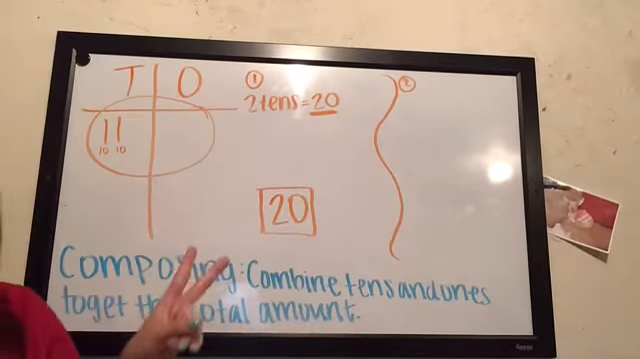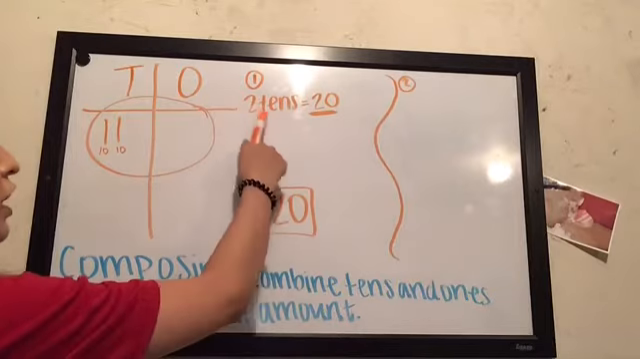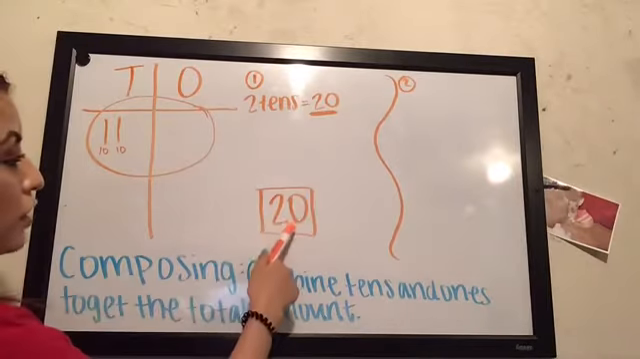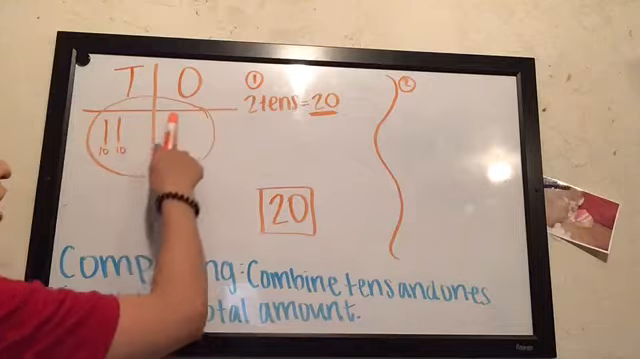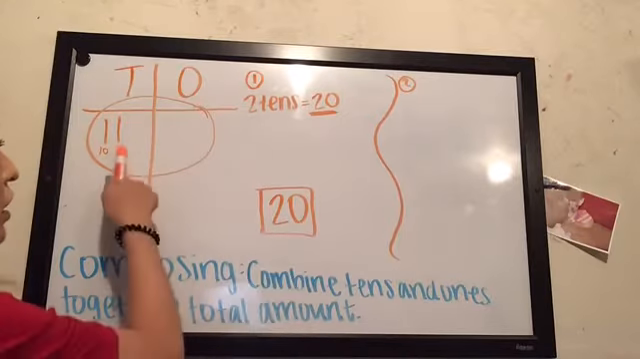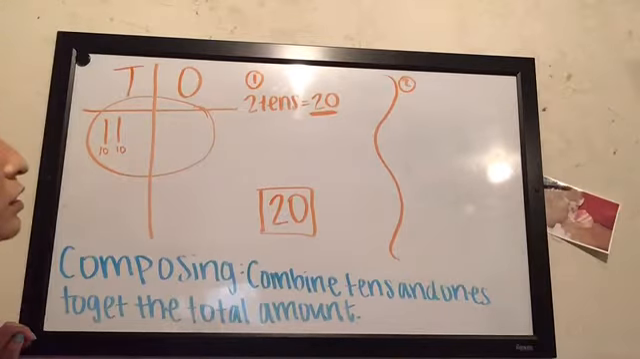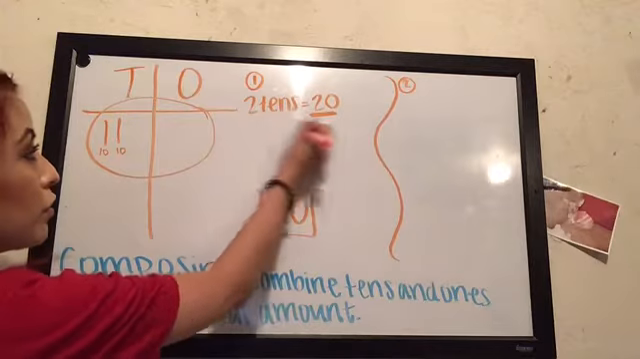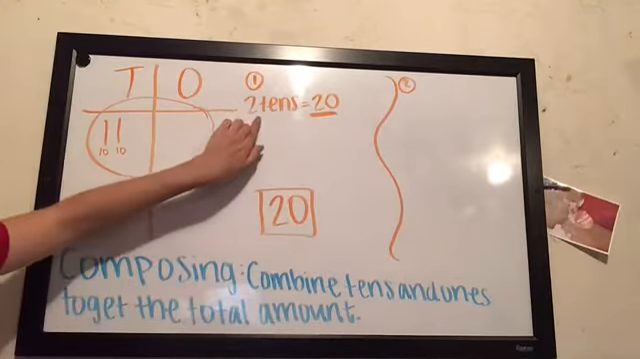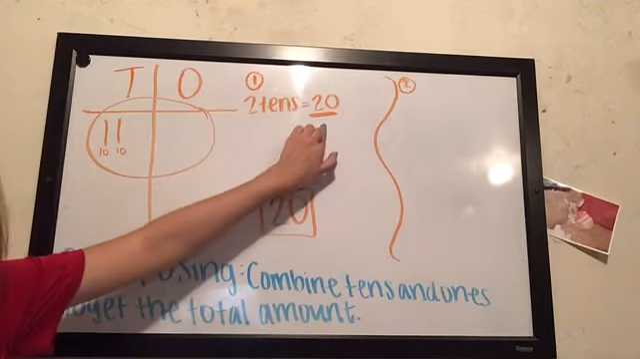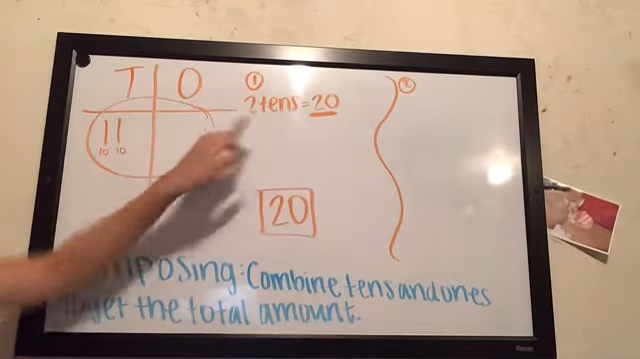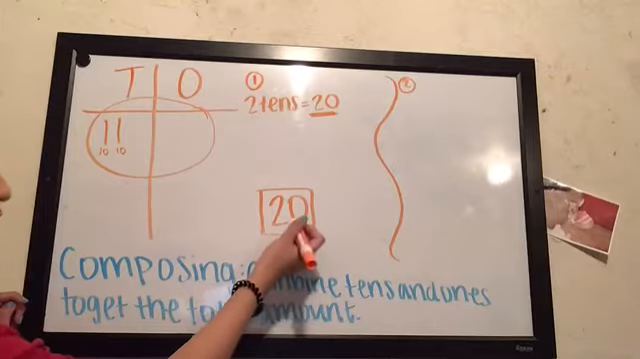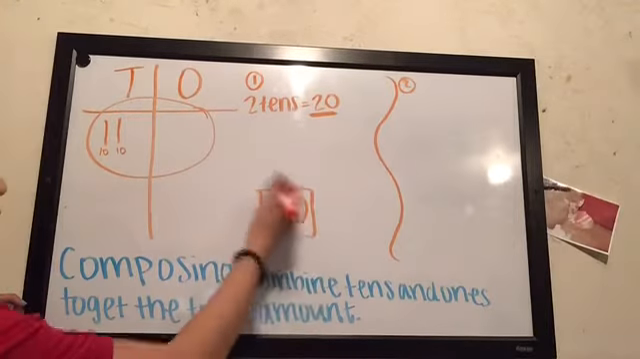So remember, there's 2 ways you can look at it. 2 tens equals 20, and 20 is the total, or you have 0 ones and 2 tens. But you want to just remember that this part is really important, because you have to know that 2 tens equals 20. So the total would be 20.